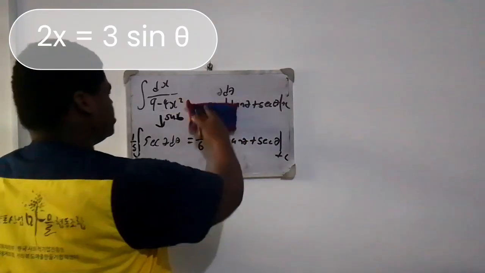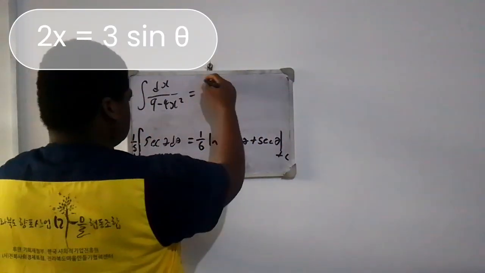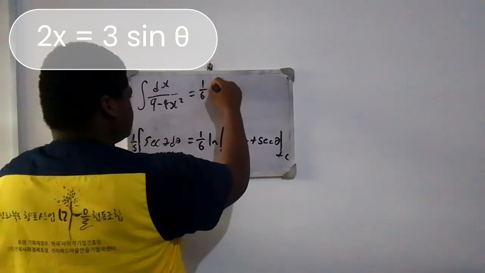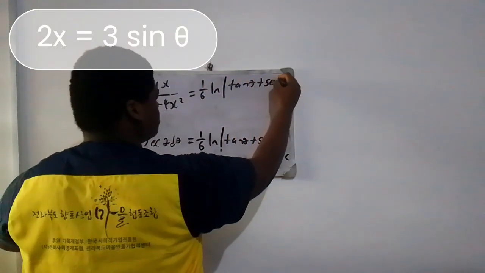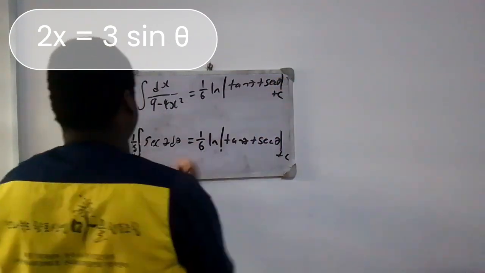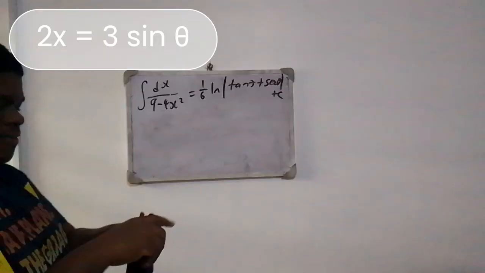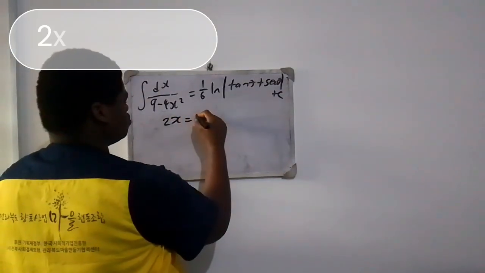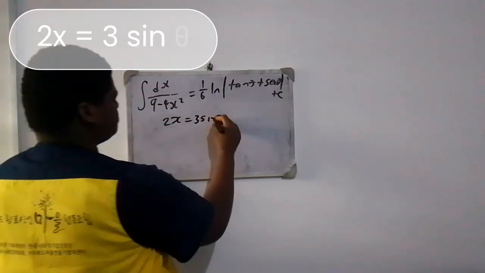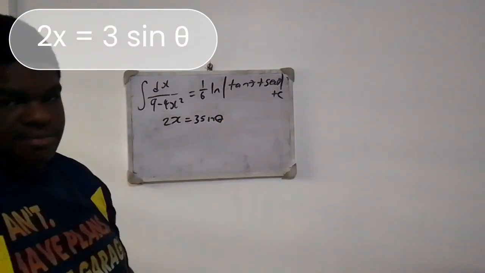But let me first of all clean all these unnecessary parts. And just write 1 over 6 times the natural log of the absolute value of tan theta plus sec theta plus c. You don't need any of this also. But what we need now is to remember or recall that 2x is equal to 3 sin theta. Now, if you recall that 2x is equal to 3 sin theta, let's find the value of cos theta.